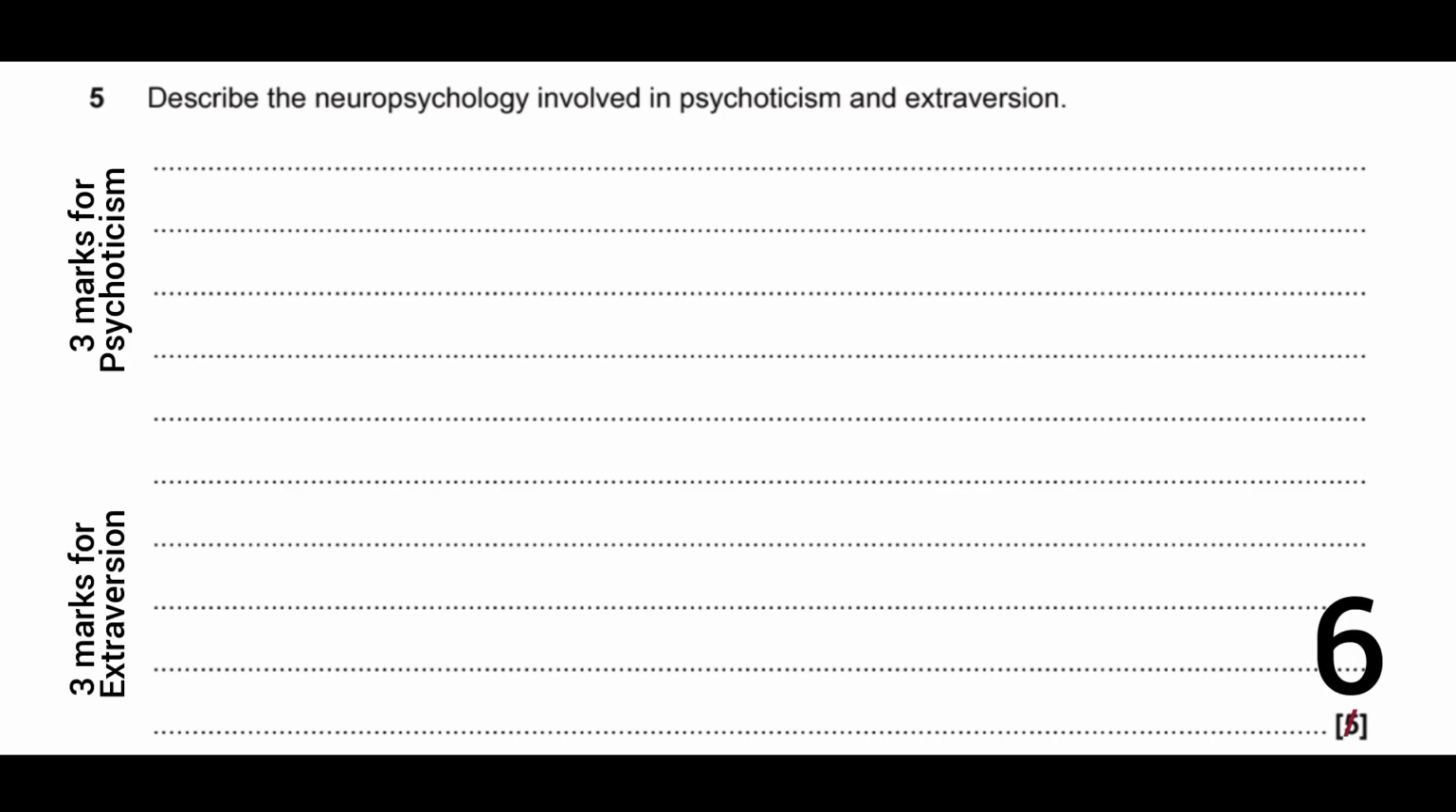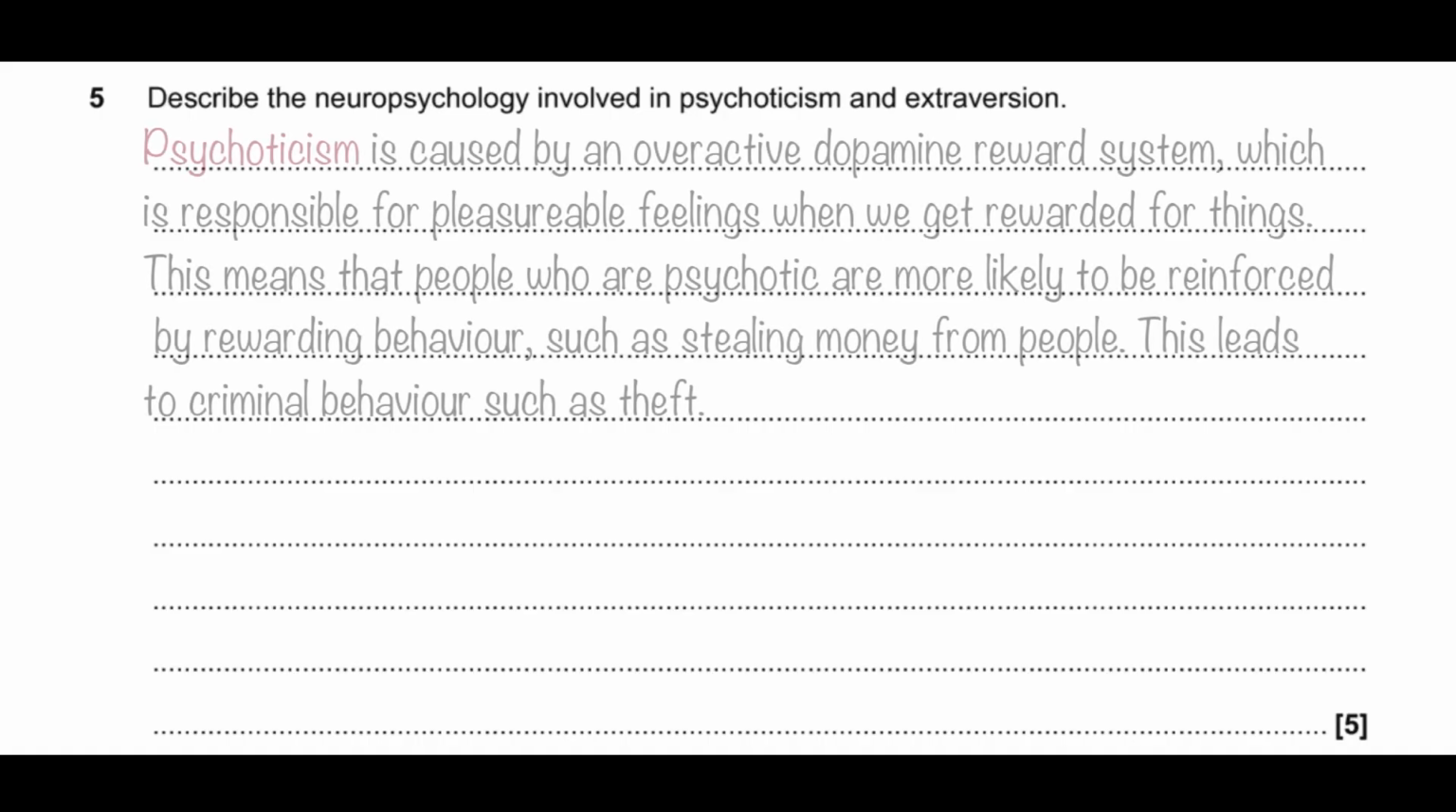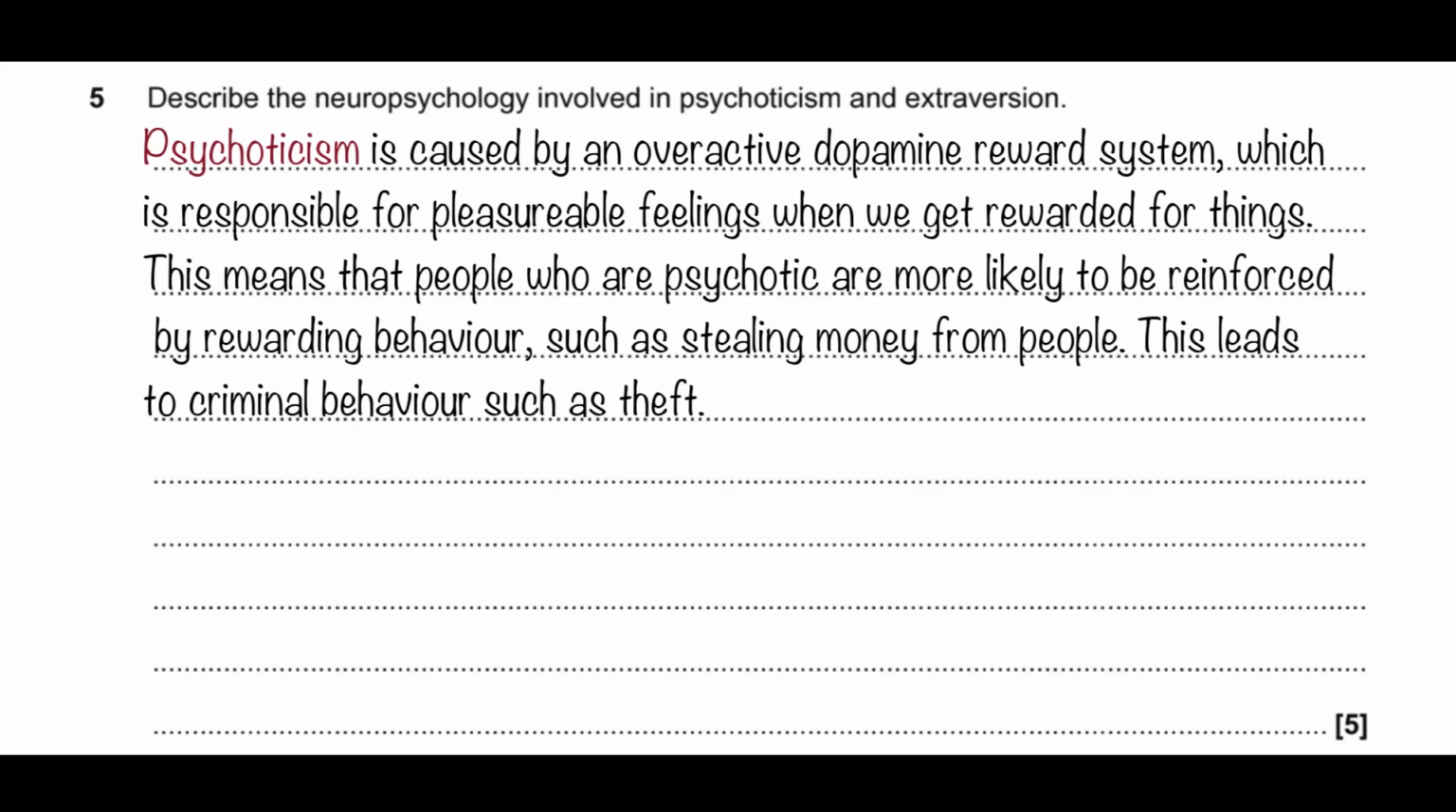Now, the word neuropsychology does come up on almost every paper every year at least once. It's important you understand that the word neuropsychology means biology, and how does that biological aspect affect our psychology, our mental state, our behavior, our personality. So firstly, for 5 marks, I'd be trying to basically turn it into a 6 marker in a way and write 3 marks worth for each of the 2. So psychoticism. Psychoticism is caused by an overactive dopamine reward system. That means that people who are psychotic, they crave rewards and they don't care what they have to do to try and get those rewards.